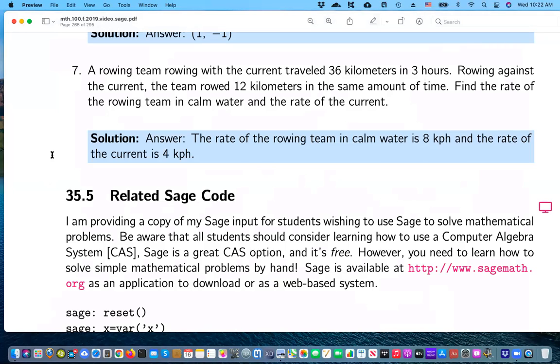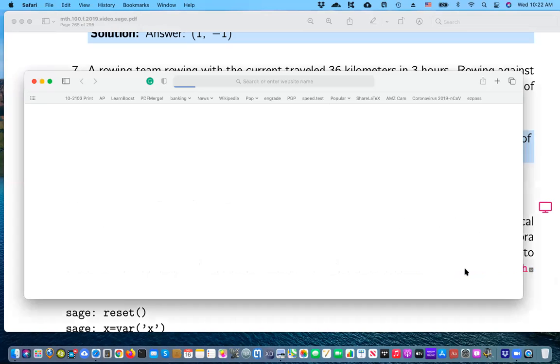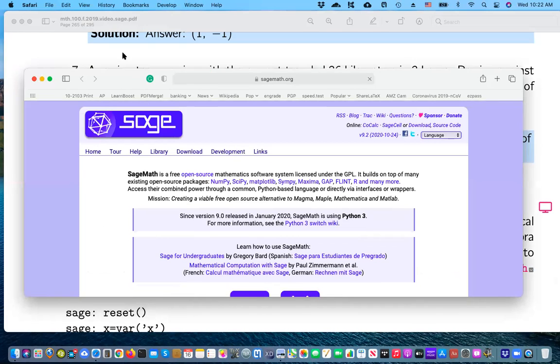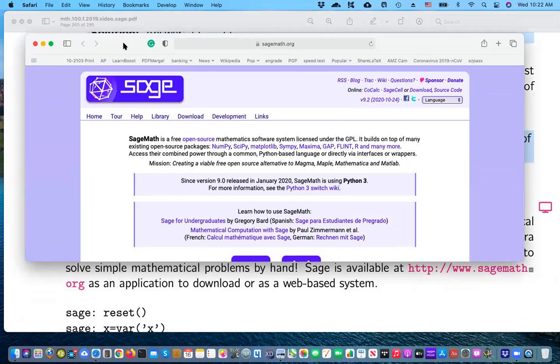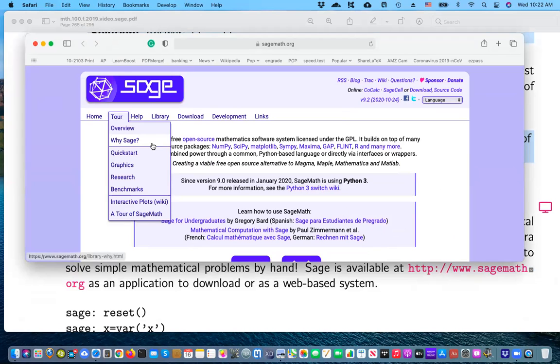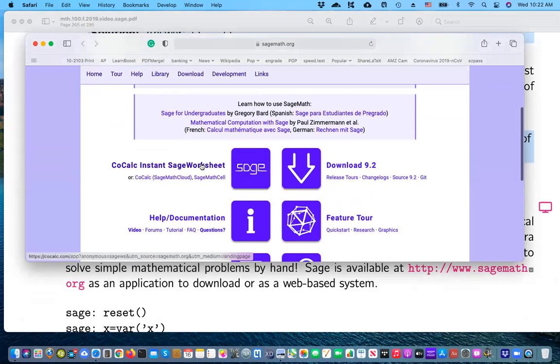And I just want to briefly go through that Sage Code business with you. Again, if you have the notes on your computer, click on this little red link over here. We just completed problem number 7. Click on this over here. It's going to open up a web browser if your machine is properly configured. Of course, when that web browser opens, it's going to bring you to this website, sagemath.org. And the easiest thing to do is just use the CoCalc. That's right over here. It's an instant Sage worksheet. All right. So let's click on that.